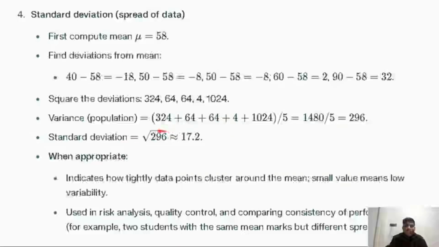So population variance equals the sum of all divided by 5. That is 1480 divided by 5 equals 296. So standard deviation equals the square root of the variance, which approximately gives us 17.2. When appropriate: indicates how tightly data points cluster around the mean. A small value means low variability, used in risk analysis, quality control and comparing consistency of performances. For example, two students with the same mean marks but different grade.